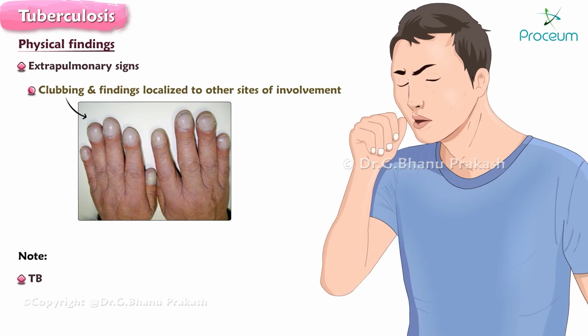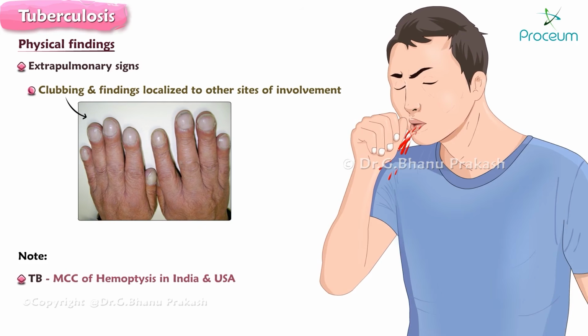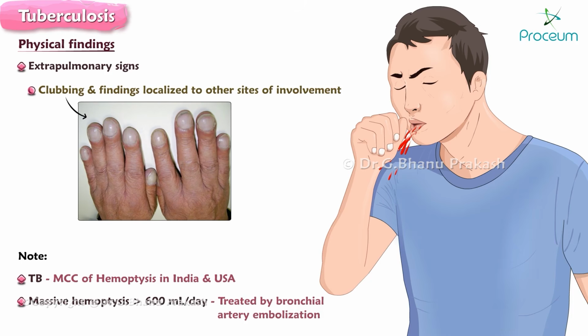Note: tuberculosis is the most common cause of hemoptysis in India and the United States of America. If hemoptysis is massive, greater than 600 milliliters per day, it's treated by bronchial artery embolization.